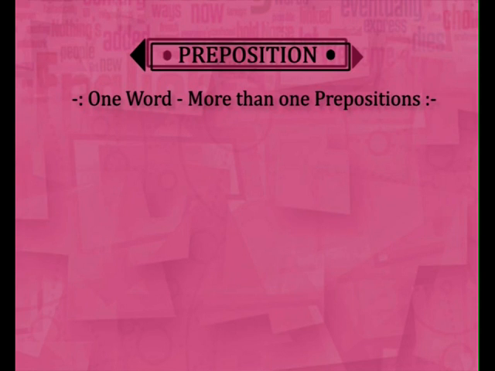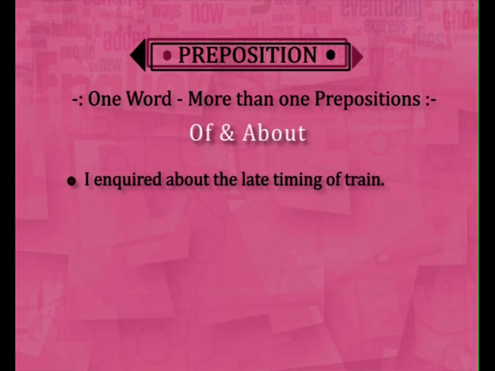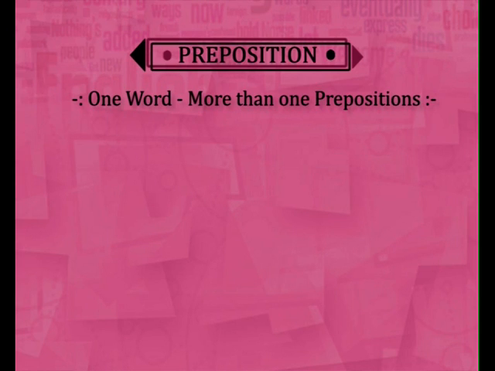Then comes of and about, for a thing. Like, I inquired about the late timing of the train. I inquired about something, anything you can say. I inquired of the prices which are going up. And another is when you want to know someone's health. It is inquire after. Okay, inquire after the health.